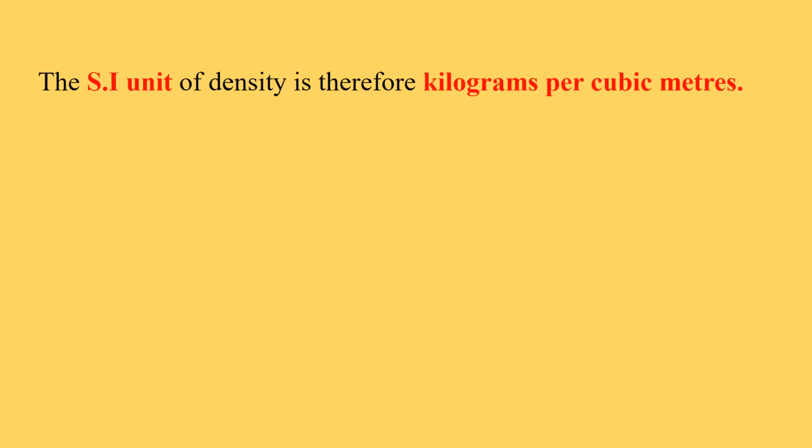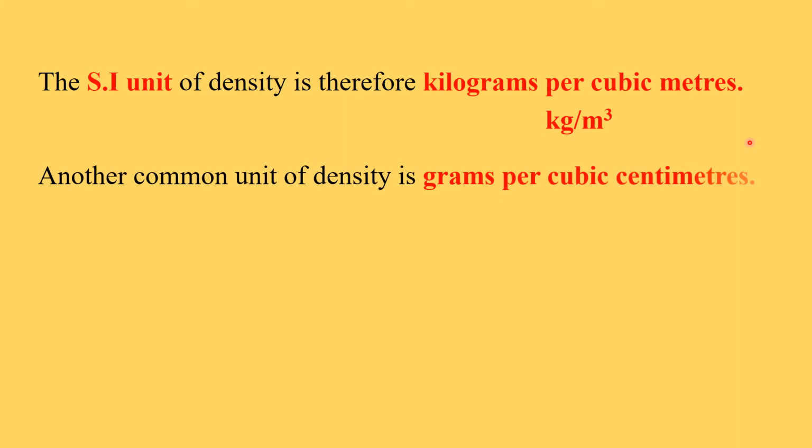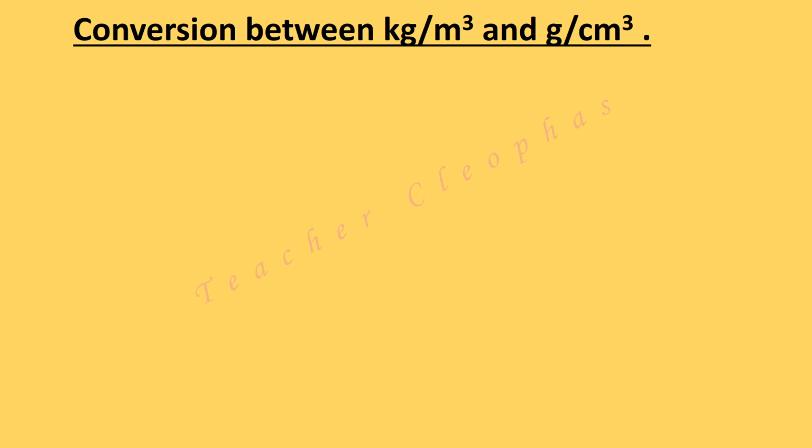The SI unit of density is therefore kilograms per cubic meter, which can be written using this symbol, kg/m³. Another common unit of density is grams per cubic centimeter, and it can be written using this symbol. Let us now convert between kilograms per cubic meter and grams per cubic centimeter.